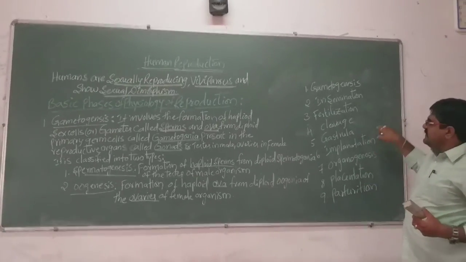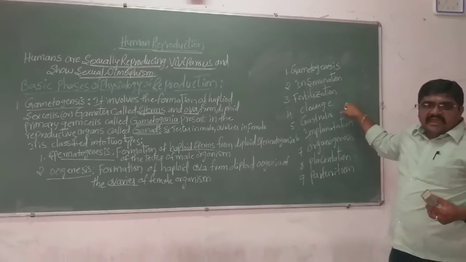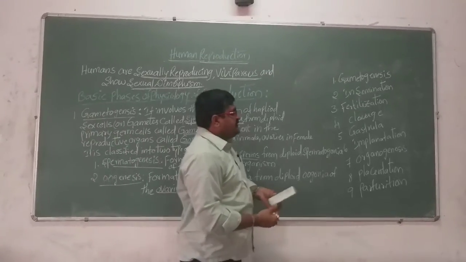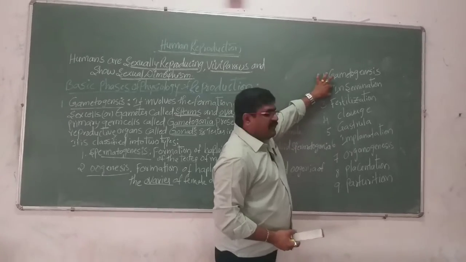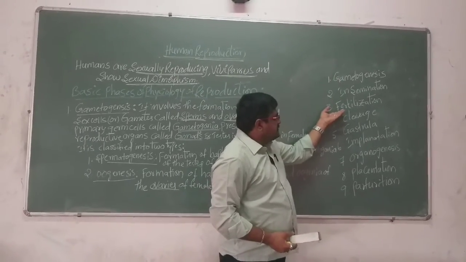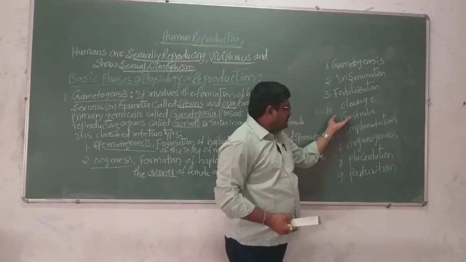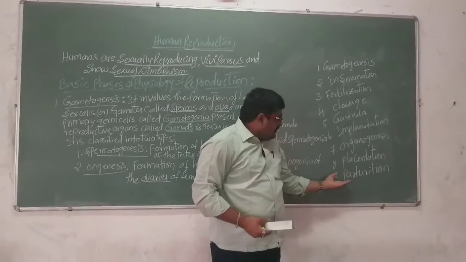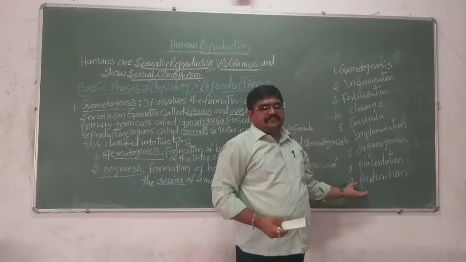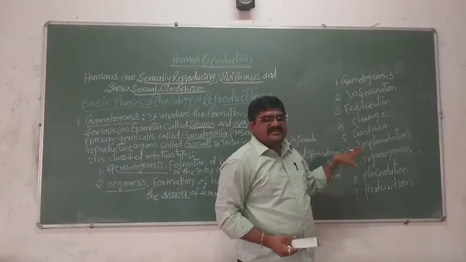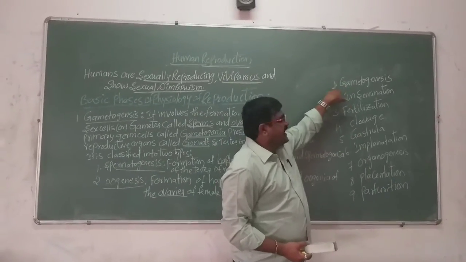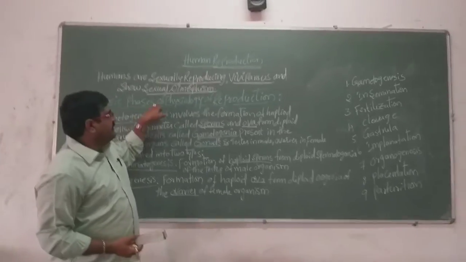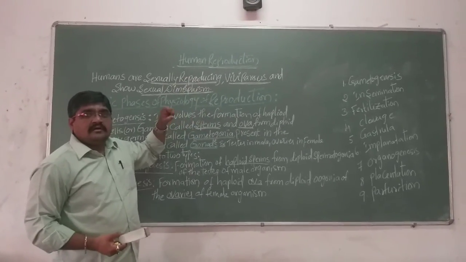These are the several sequential steps that take place in the basic physiology of reproduction: gametogenesis, insemination, fertilization, cleavage, gastrulation, implantation, organogenesis, placentation, and lastly parturition. These are the sequential steps in the human reproductive system, the basic phases of reproduction.